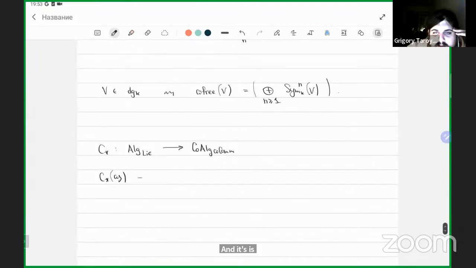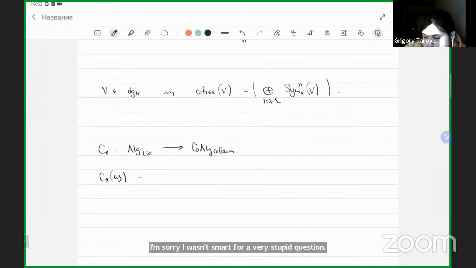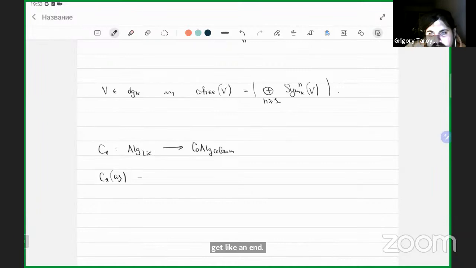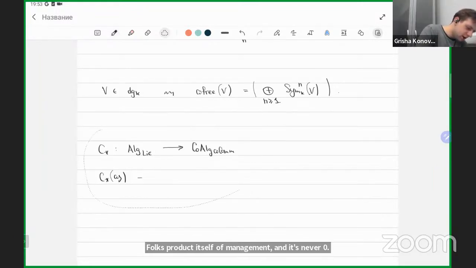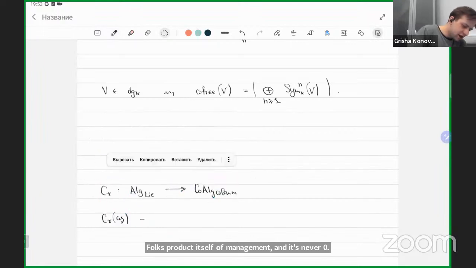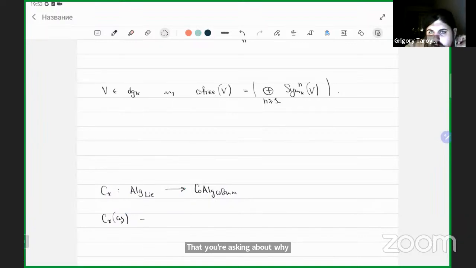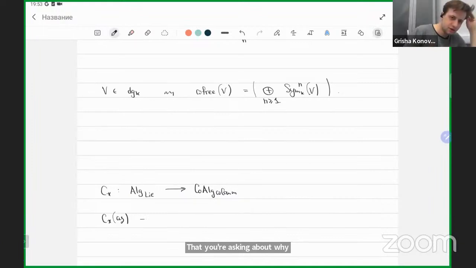I'm sorry, once more for a very stupid question, but why is it conilpotent? For me, it seems that after we apply the co-multiplication n times, we get an n-fold product of an element with itself, and it's never 0. Just let me give an example. Did I get it correctly that you're asking about why this cofree algebra is conilpotent? Yeah, exactly.